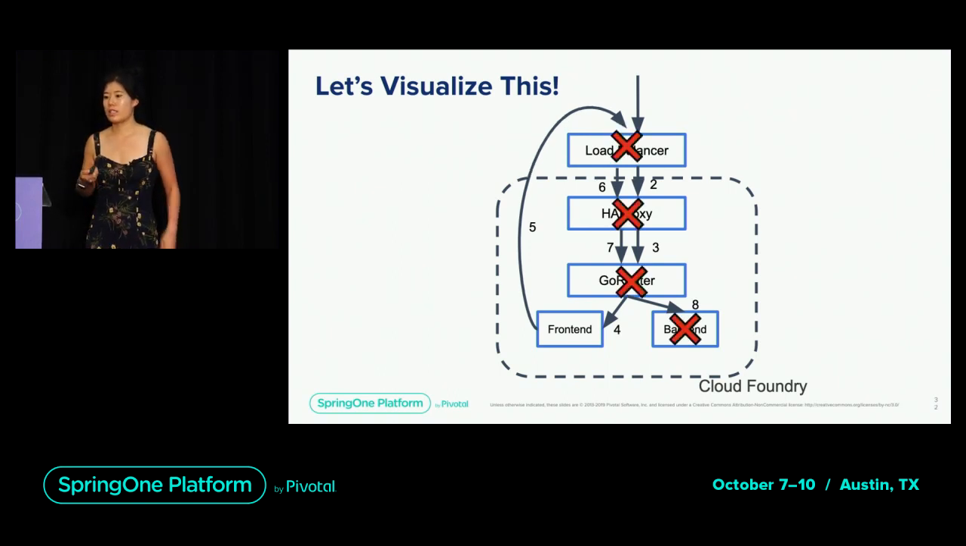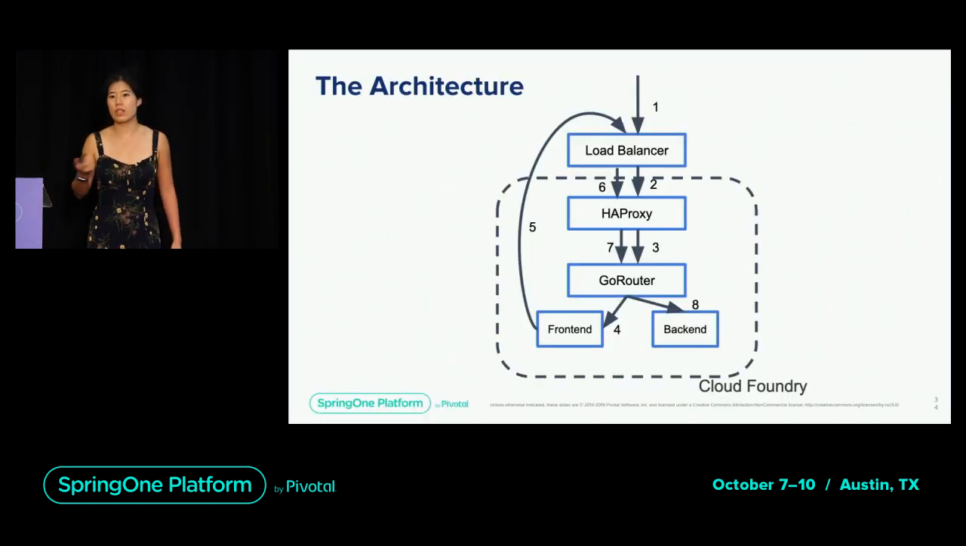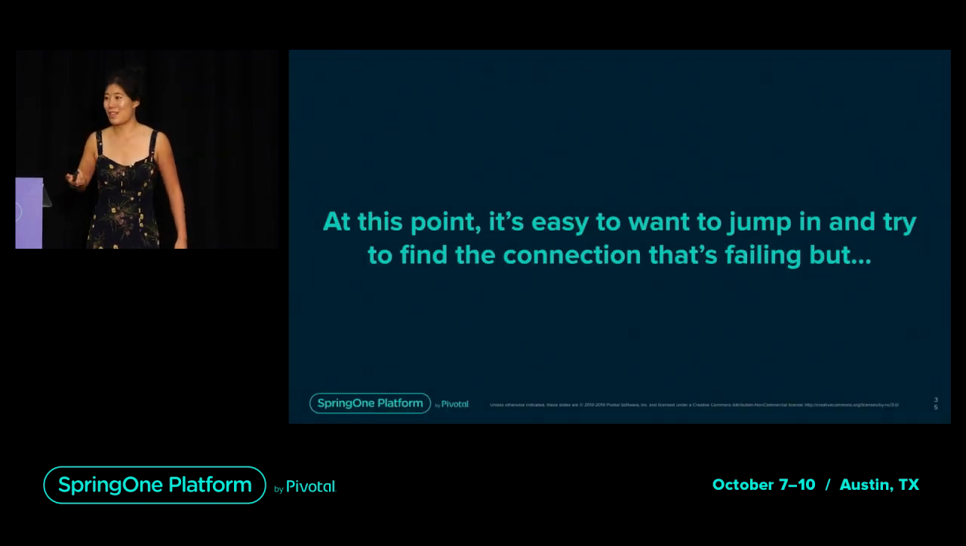And so this is where the second step in our debugging process comes into play, that we want to level set on the architecture. In this case, the architecture of the client was pretty straightforward. It was a load balancer forwarding to an HAProxy, to a Go router, and then to your application. At this point, you might say, great, I know a network connection problem is happening. The PUT is erroring out. I know the architecture. You're really eager to solve this because it's impacting your prod systems. And you really want to just jump in and figure out the connection that's failing.